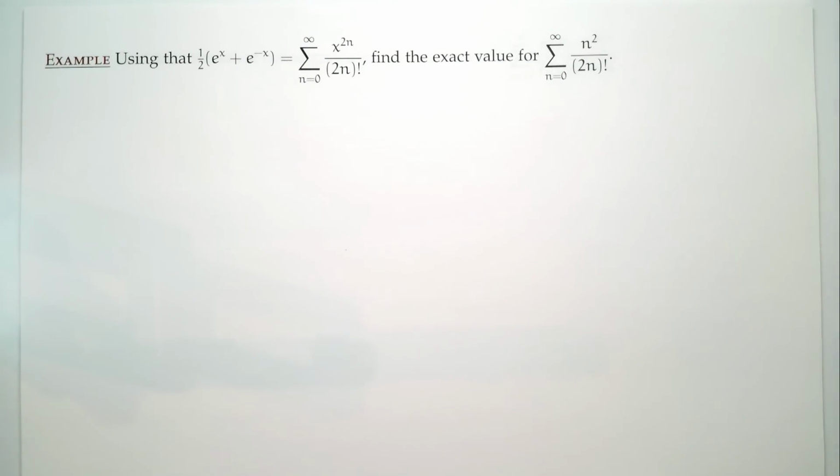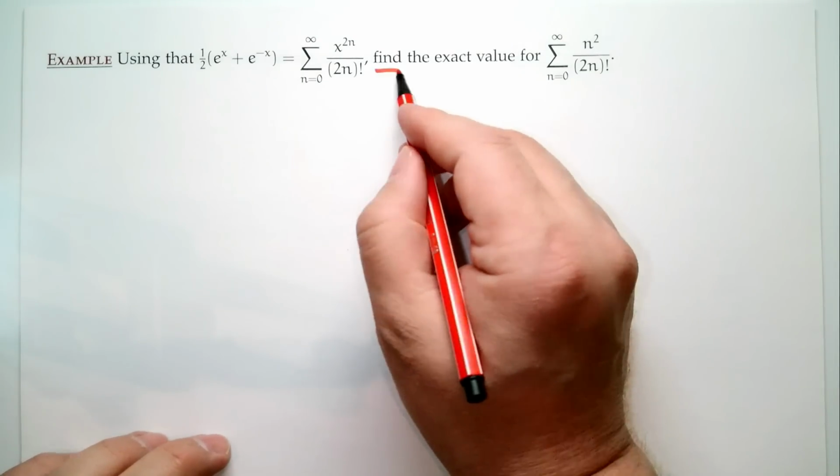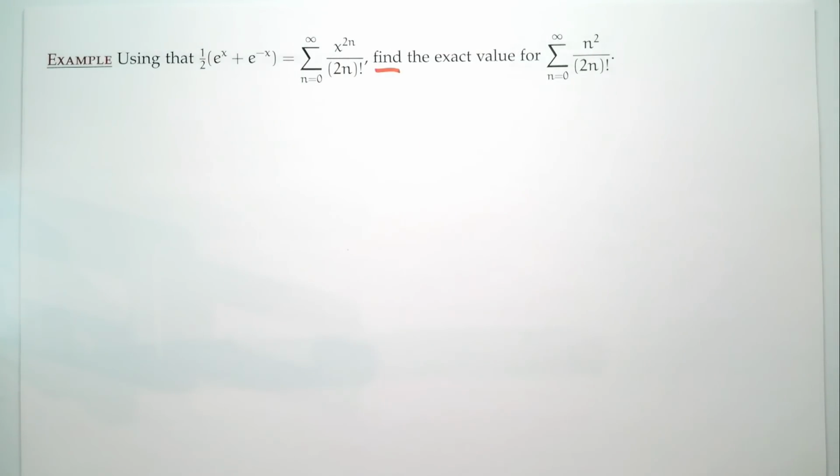All right. Using, oh my goodness, that 1/2 of e to the x plus e to the negative x is the summation n equals 0 to infinity of x to the 2n over 2n factorial. Find the exact value for this expression. So, we know we're in a fine situation, and we even know which kind of fine situation we're in. They've basically told us what to do, in that we're going to be using Taylor series, or if you like, power series. They're the same thing.